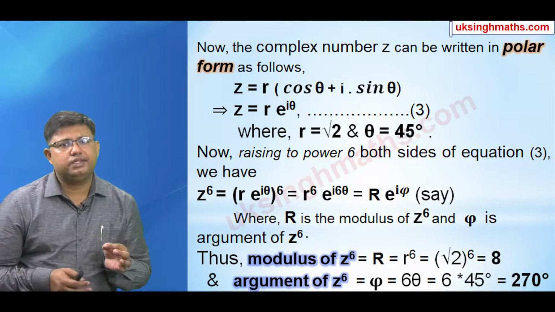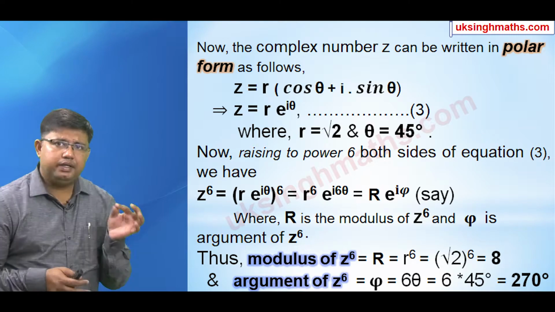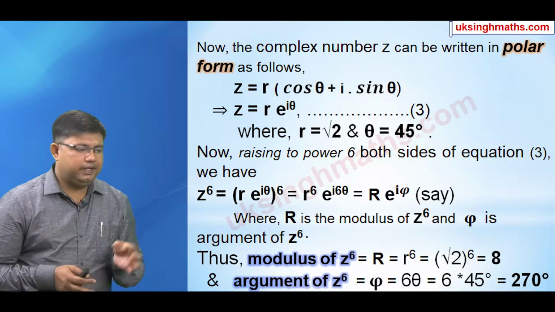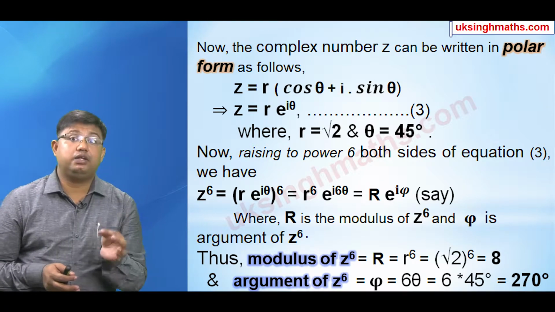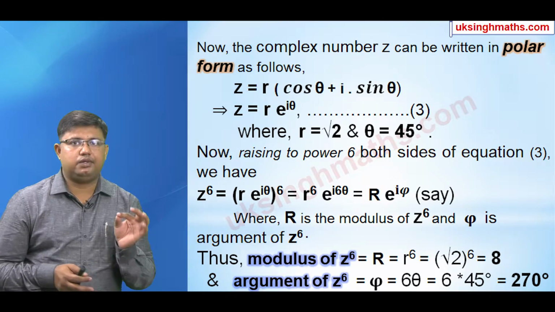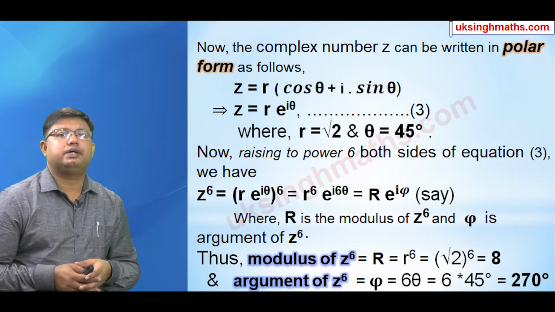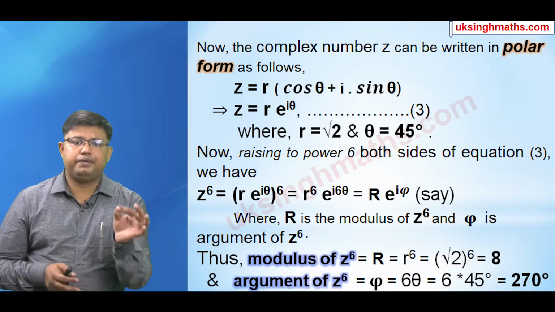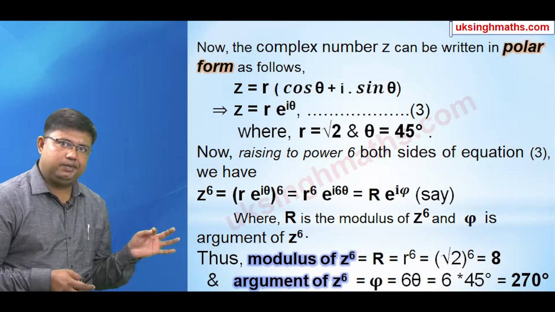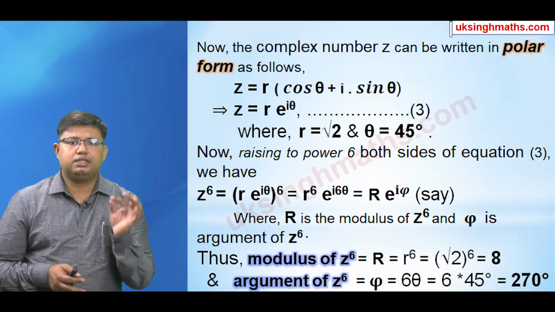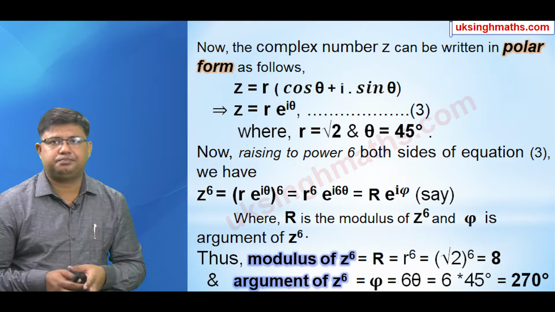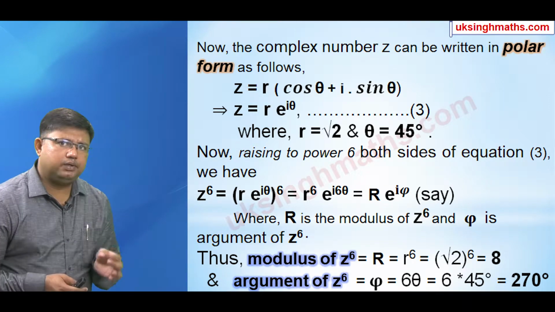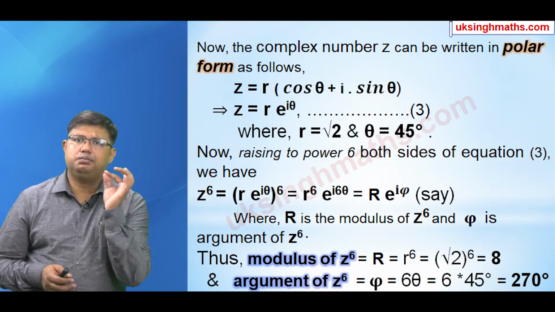We have to find z to the power 6. In case of exponents and all, it is very convenient to convert this complex number into the Euler form, that is z equal to r e to the power i theta. You simply raise to power 6 both sides. You will have z^6 equal to r^6 e to the power i6 theta, and say this is equal to capital R into e to the power i phi.